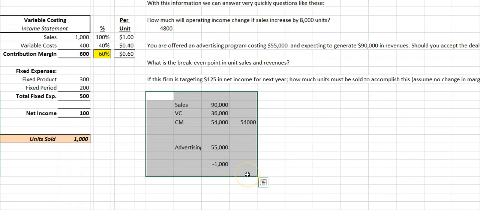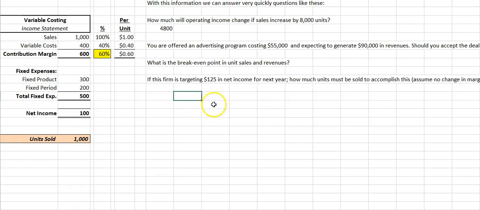So I could do this very quickly in my head. I take a look at the advertising agent, who tells me, oh, you're going to increase revenue by 90,000, and I'm going to very quickly say, okay, I increased revenue by 90,000, but my margin is 60%, so my contribution margin on that revenue is going to be 54,000. It's going to cost me 55,000. The answer would be reject, because you know you're going to lose $1,000 in this deal. Okay?